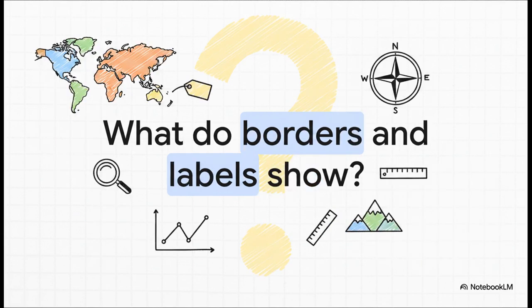Next up is question 19. What features on a map are shown by borders and labels? We see these on almost every single map we look at, but what exact geographical features do they highlight? Let's see how these really build our understanding of map reading.